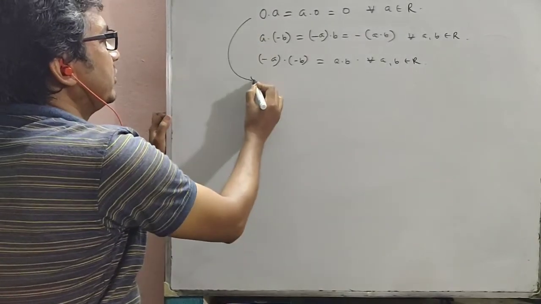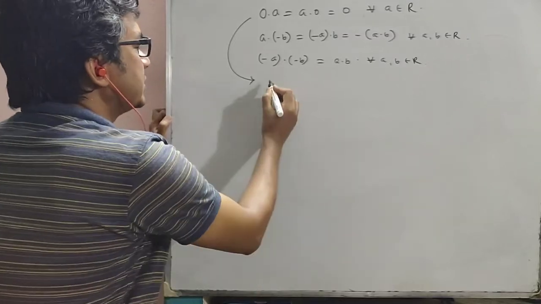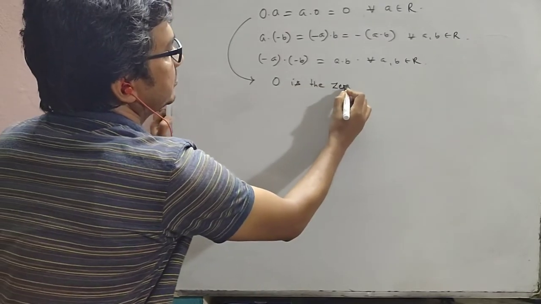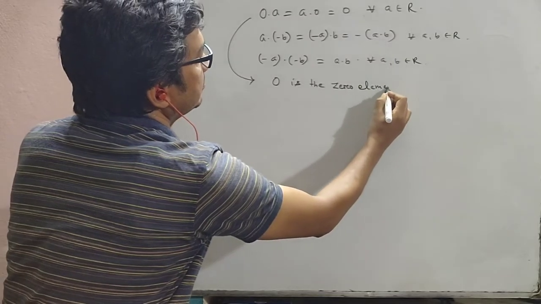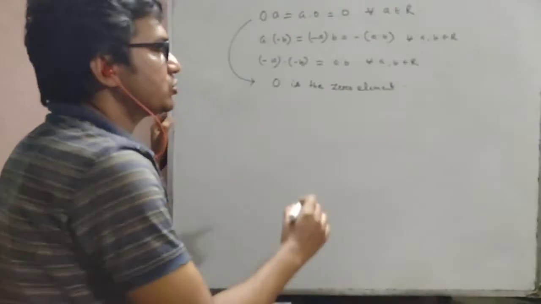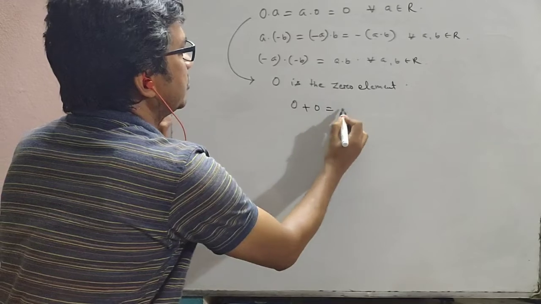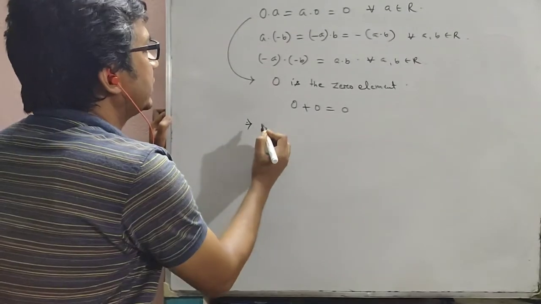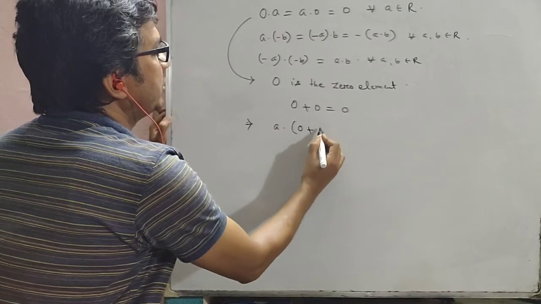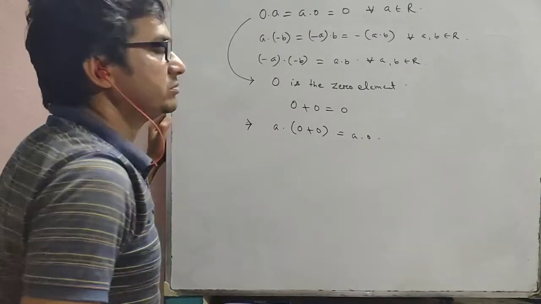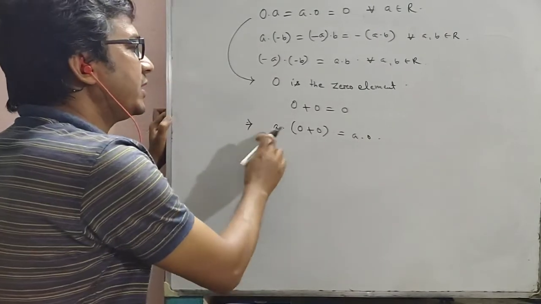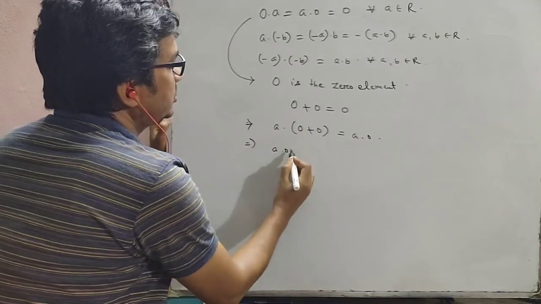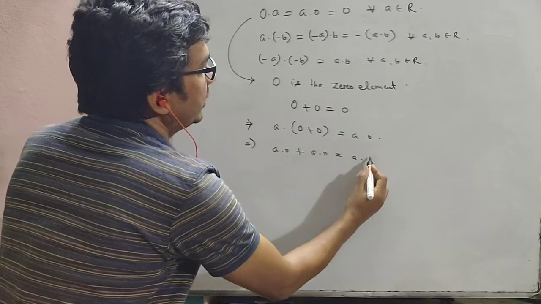The proof of the first result. Since 0 is the zero element, so we have 0 plus 0 equal to 0. This is the property of zero element. Now a dot (0 plus 0) equal to a dot 0. We multiply a on both sides from the left, which implies a dot 0 plus a dot 0 equal to a dot 0.